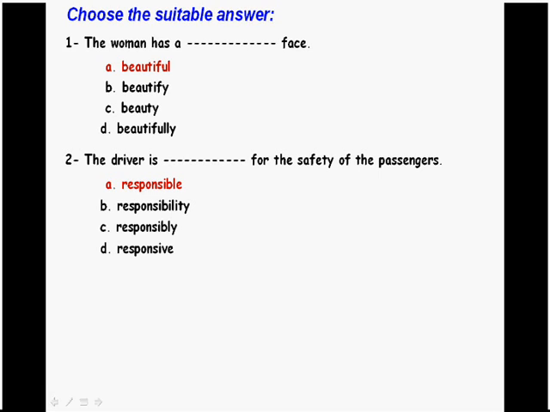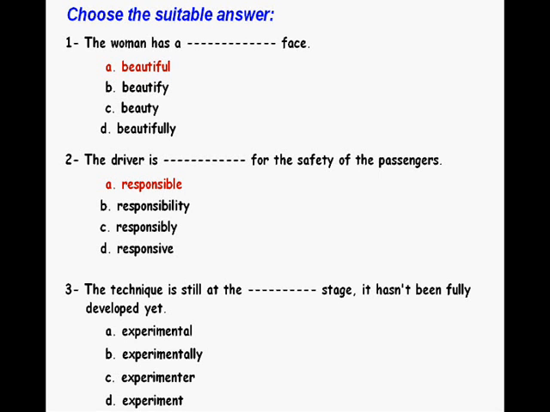Very good. Responsible. This is the adjective because of this. I knew it because of the suffix ible. Remember? Responsible. Number 3. The technique is still at the stage. It hasn't been fully developed yet.